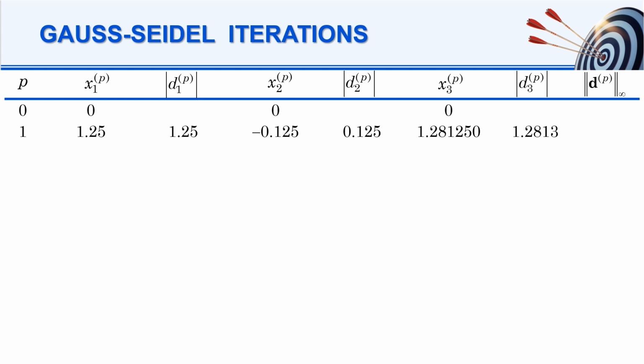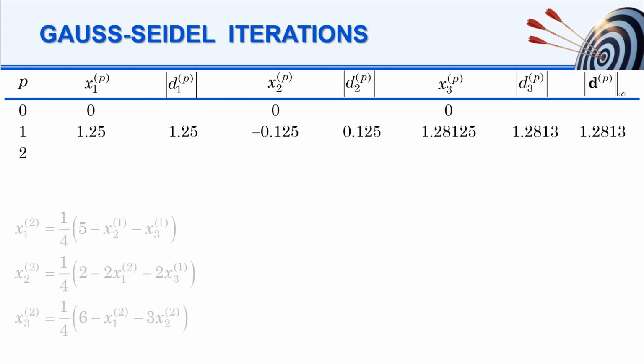Now that we have the first step estimates, we can determine the infinity norm of the displacement vector, which we will use to monitor the convergence of this iteration process. We observe that the largest displacement, 1.2813, is observed for x3. For p equals 1, the Gauss-Seidel iteration equations are written as follows.